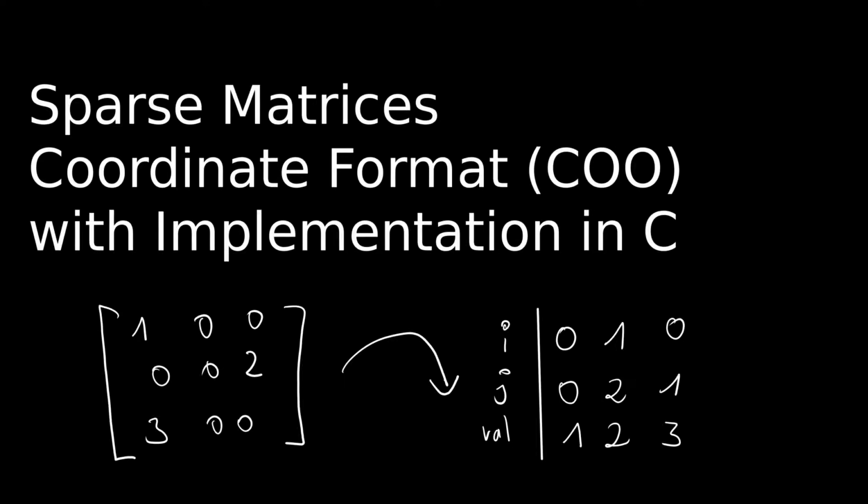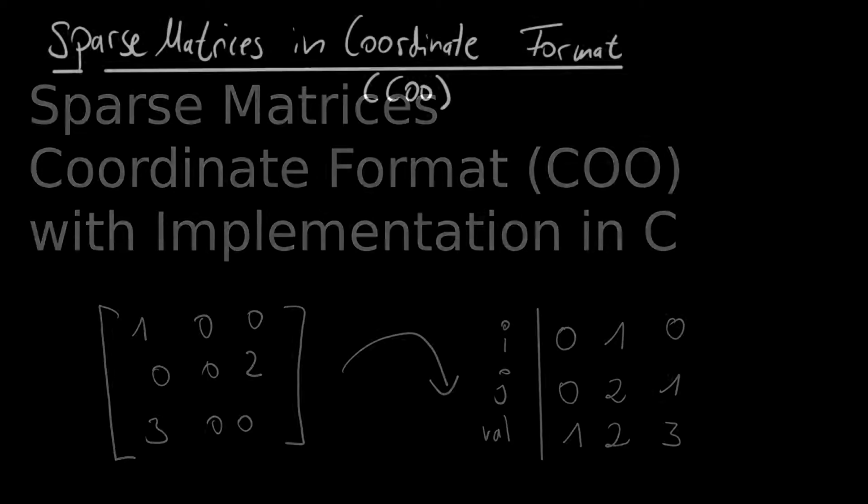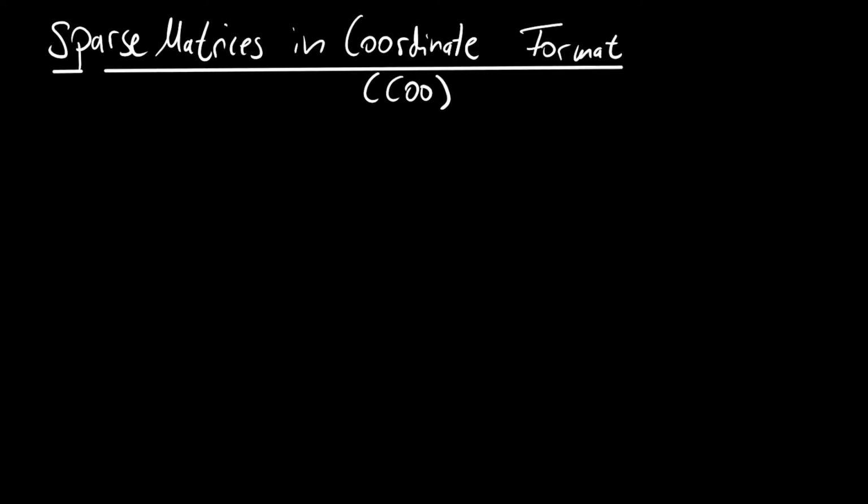Today we want to talk about sparse matrices in the coordinate format. We want to introduce this format and then later on implement it in the C programming language. The coordinate format is one way to save sparse matrices and to save on the memory footprint that those sparse matrices take on your computer. In short, we also denote it COO.